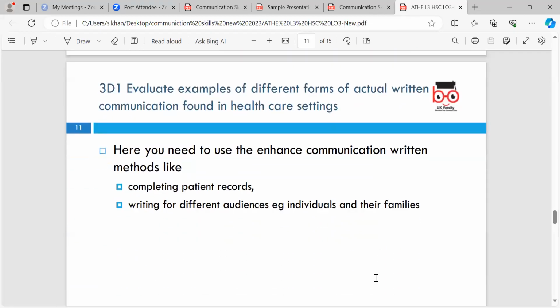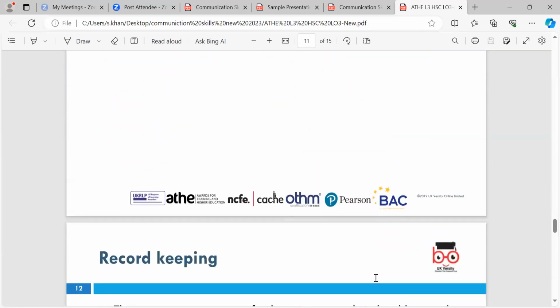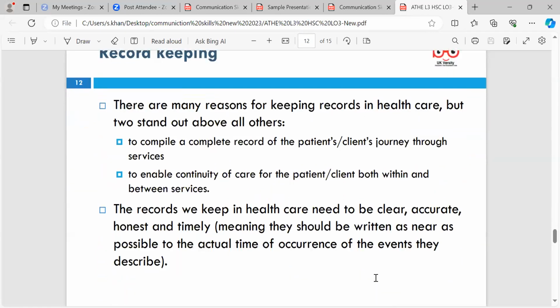3D1, evaluate examples of different forms of actual written communication found in the health and social care setting. Here you need to use the enhanced communication methods like completing patient records, writing for different audiences, individuals, for example, and their families. Record keeping. Why do you think it's so important, Jewel, to keep a record of everything you do?